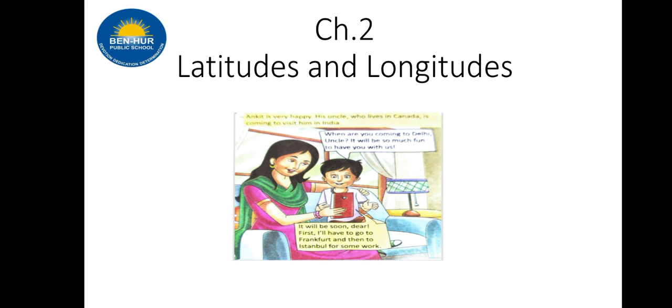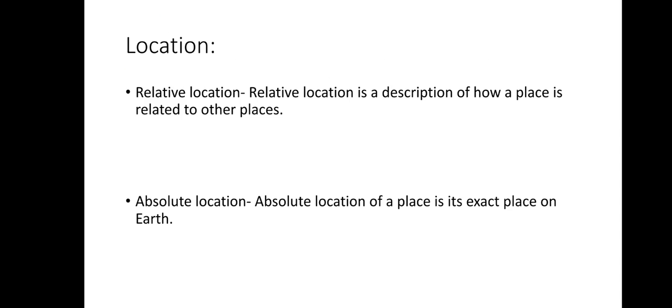So in this chapter, what main things had we come to know? Firstly, what is a location? A location is a place where something happens or exists. There are two types of location, that is relative and absolute.